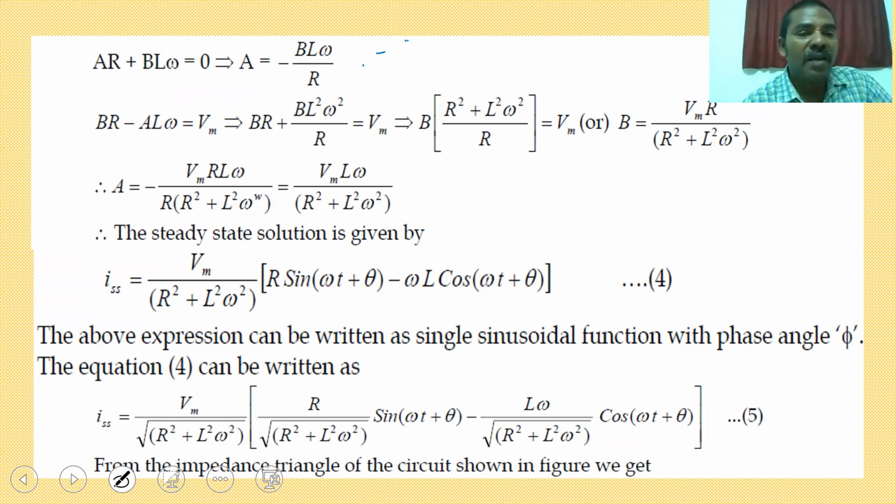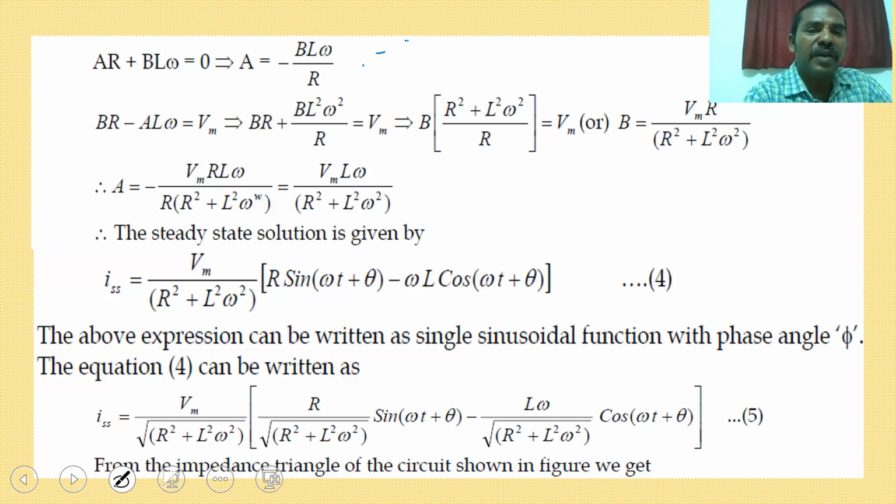So Br plus, substituting the A value from the above equation, Bl square omega square by R is equal to Vm. So I am taking B common, with R square plus L square omega square by R, by taking the LCM. So you can get the value of RHS as Vm only. Then B is equal to Vm R by R square plus L square omega square. So the B value is calculated.